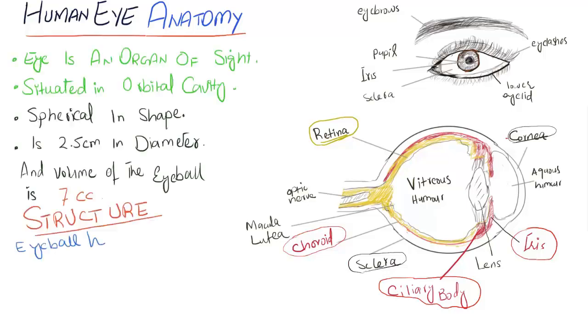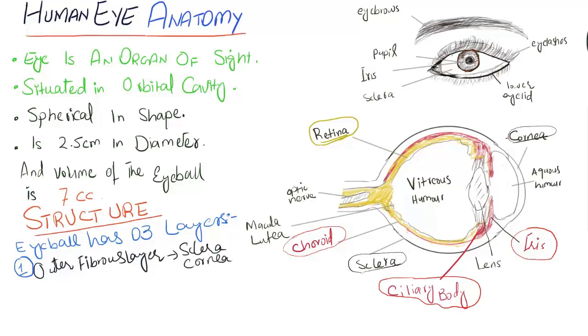The eye is an organ of sight situated in the orbital cavity. The human eye is an organ that reacts to light and allows vision. It is almost spherical in shape and is about 2.5 cm in diameter. The volume of the eyeball is 7 cc.